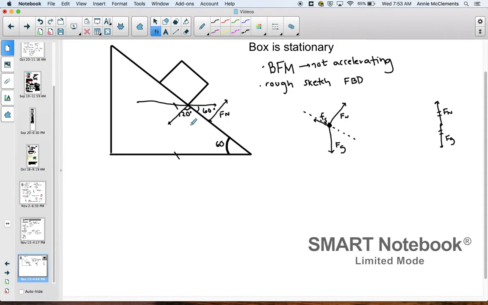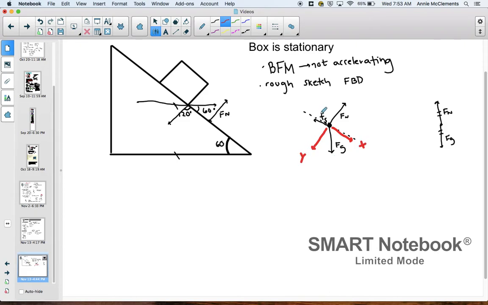So from that, we can determine what these different angles are. We have enough information to determine what these angles are. Let's see. I like to think about rotating this so that now this is our x direction and this is our y direction.